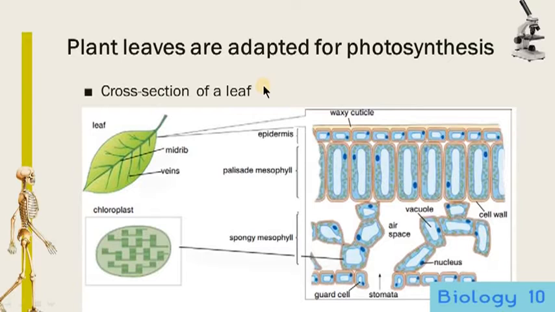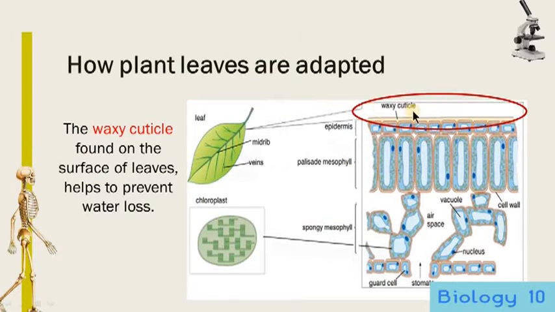Outlined here is the cross-section of a leaf. It is a side view. This is the top, and this is the bottom. Let's take a closer look at all of the adaptations. Seen here is the top layer. This is the waxy cuticle. It prevents water loss.